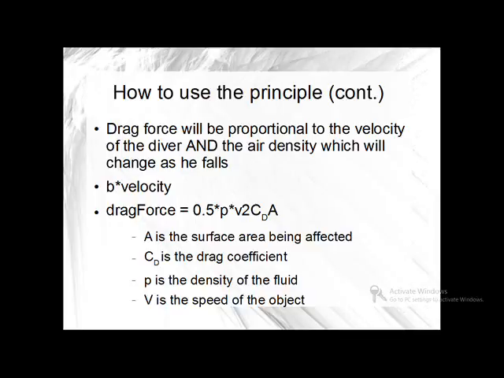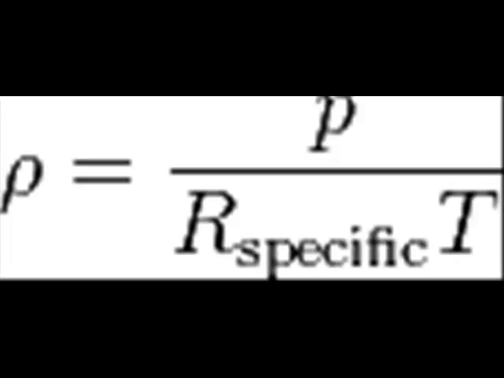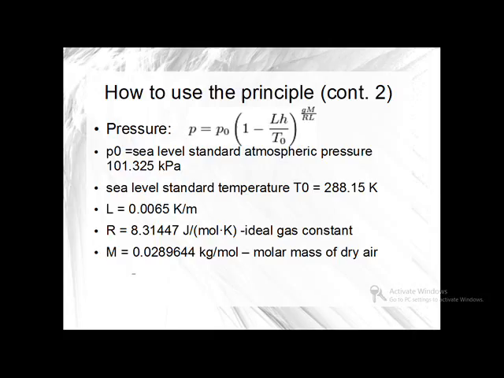And we will assume that at the start of the fall, the person is starting from rest, so the starting velocity is 0. As you see, in order to calculate the drag force, we will need to know the density of the fluid. And as you can see here, in order to know the density, we're going to need to know the air pressure of the air. And we can find the air pressure relative to how high up the skydiver is using this equation.